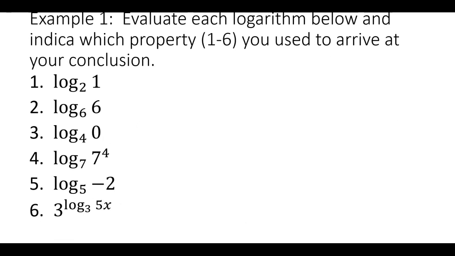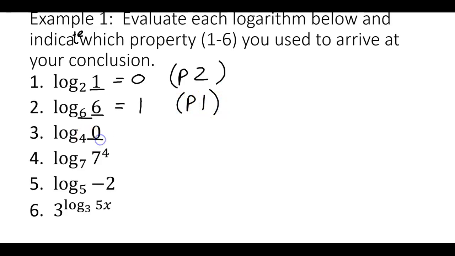Here we go. Example 1. Evaluate each logarithm below and indicate which property, 1 through 6, you used to arrive at your conclusion. So, for number 1, I noticed that there's a 1 right here. We have a property for that, and the answer is 0. And what property is that? Cool. I don't have them memorized. All right, I notice here these are both the same. We have a property for that. The answer is 1. I think that's property, isn't that 1? Yeah.